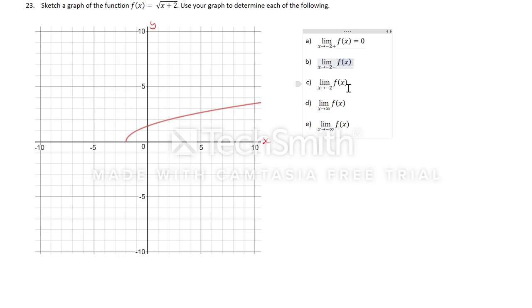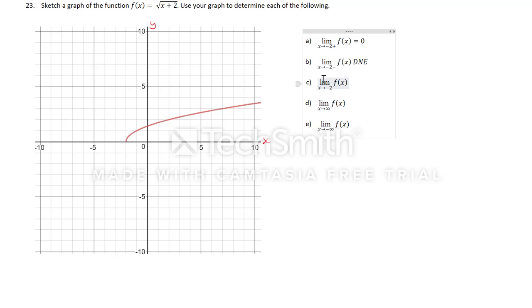B is asking the same question, but from the left. So the limit of f(x) as x approaches -2 from the left? As you can see from the left, the function does not exist. The function is not there, meaning that the limit also would not exist. So that means for the limit as x approaches -2 from the right, we have 0 as the limit. However, from the left, the limit just does not exist.